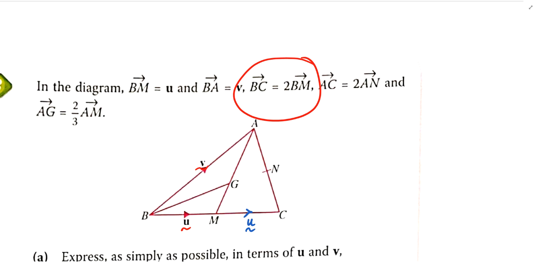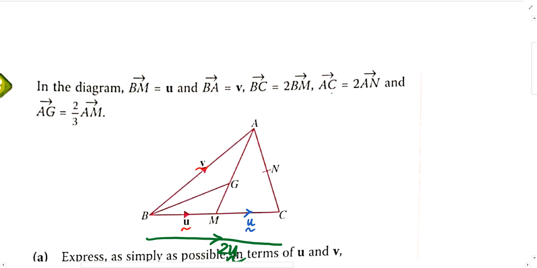How about this? To indicate that BC is actually 2 times BM, B to M must be the same as M to C, which is U. So can you include that? Then at the back of your mind, you must also know that B to C must be 2U. Okay? Then we have AC is 2AN. Okay, AC is 2 times AN. Oh, that means that N is the midpoint, right?